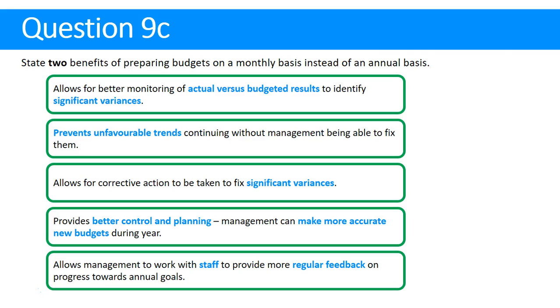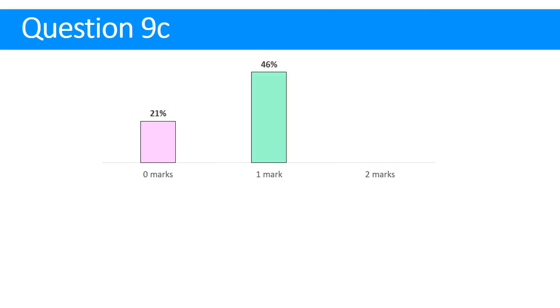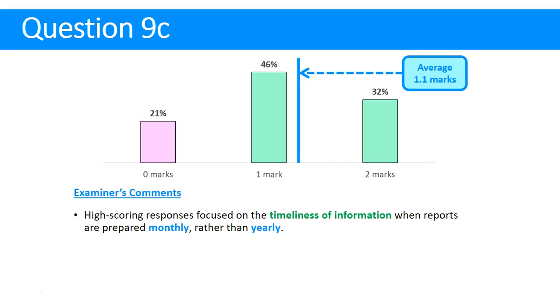So a bit of a BizMan style answer there, but that's equally valid, something that we could have spoken about. Looking at the marks for this question, 21% of students couldn't find one reason as to why we should budget monthly, and at the other end, basically 3 out of 10 students, or a third, were able to come up with 2 valid reasons. The average was 1.1, and the examiner commented that high scoring responses focused on the timeliness.